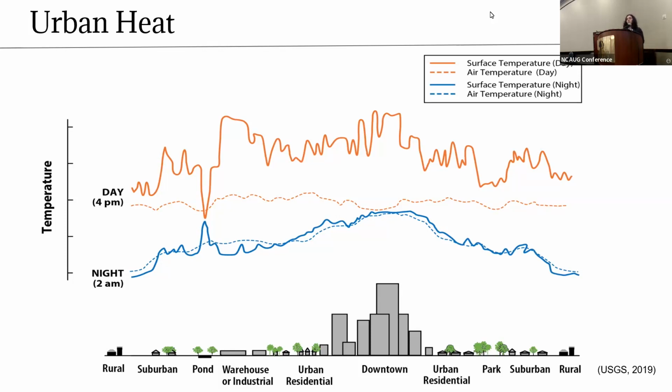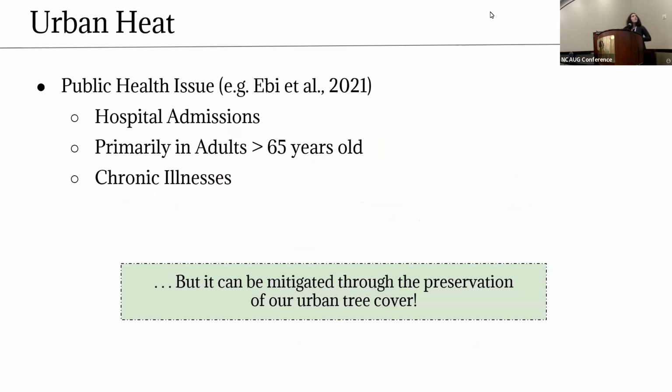This increase in temperature as you get more development is called the urban heat island effect, which many of you may already know. A reason for this effect is that concentrations of concrete and pavement often absorb and retain heat for a long period of time. This is slowly released throughout the day, which increases those temperatures. This urban heat island effect is considered a public health issue by many different researchers.